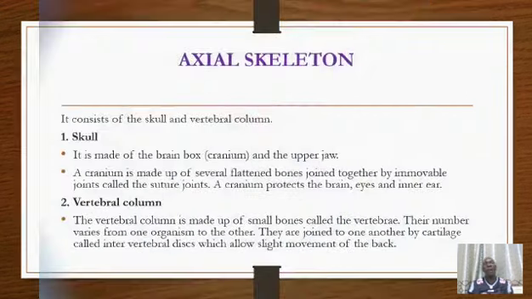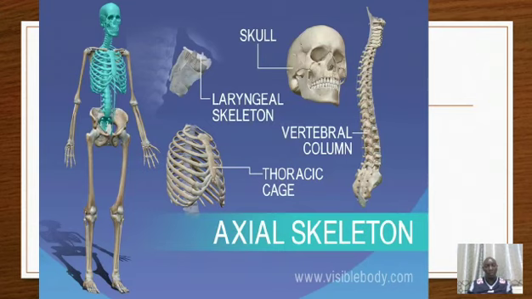Therefore, when we talk of the axial skeleton, what comes into your mind? Skull and vertebral column. The image on the left, the axial skeleton, is indicated in blue. Those parts in blue make up the axial, while the ones in gray, the limbs and the girdles, make up the appendicular skeleton. Now we shall look at the appendicular skeleton next time. Let's focus on the axial skeleton.